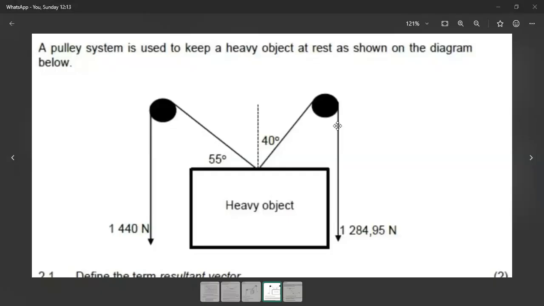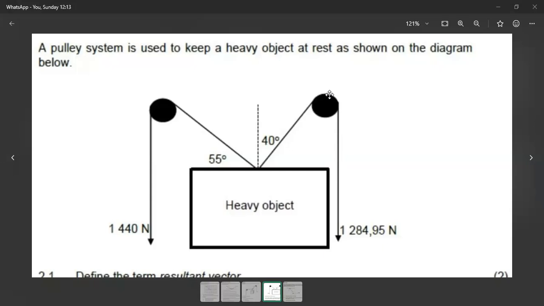So let's say you are seated peacefully in the exam, minding your own business, and they decide to ask you a situation like this one. It says a pulley system is used to keep a heavy object at rest, as shown on the diagram below. So one thing we see is that we have three forces acting on this object.